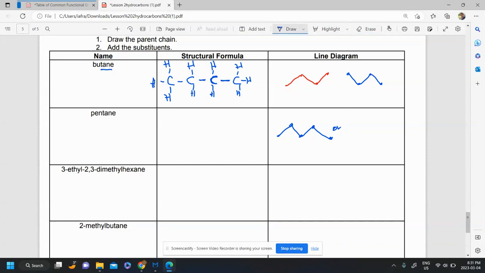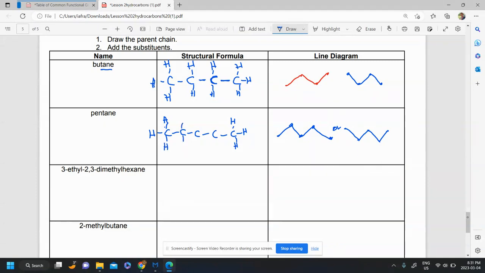So 1, 2, 3, 4, 5. That is pentane. Now for the structural formula, draw your carbon chain. 1, 2, 3, 4, 5. All the carbons at the end need 3 hydrogens. The terminal carbons, we call them, because they're at the end.